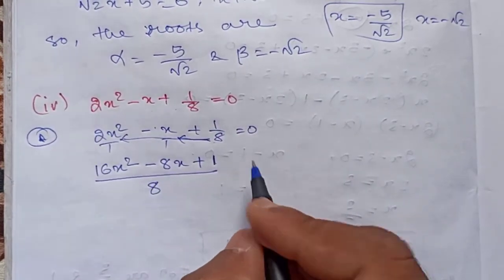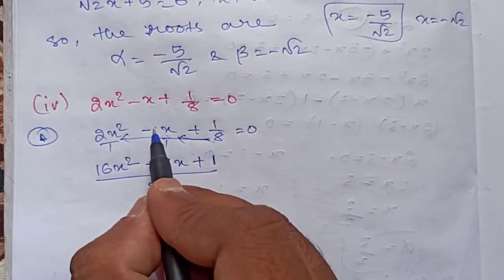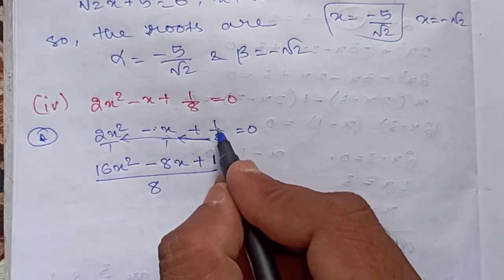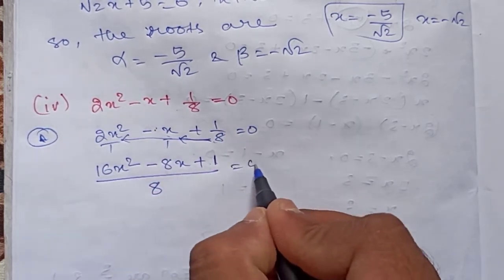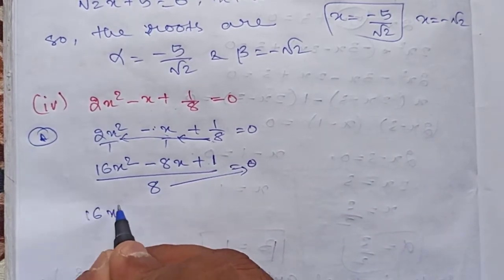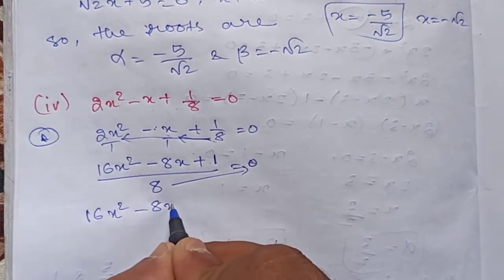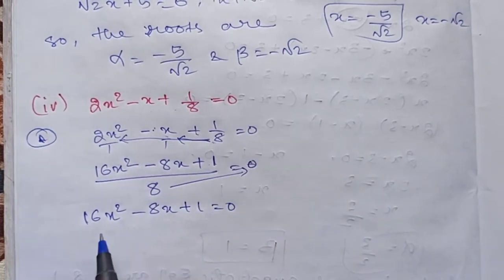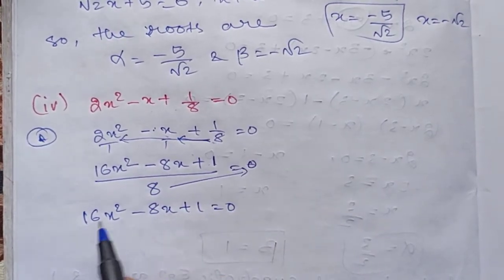divided by 8 we will get. That means this I have multiplied with both the numerators. Okay, plus 1 divided by 8. Now multiply 8 here. So we will get 16x square minus 8x plus 1 equals to 0. This is the required quadratic equation.